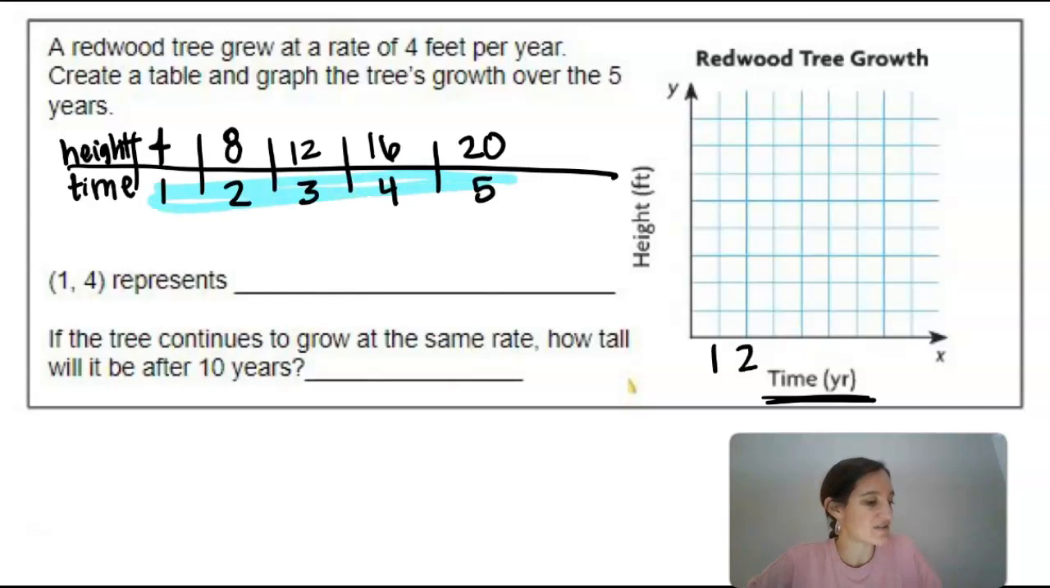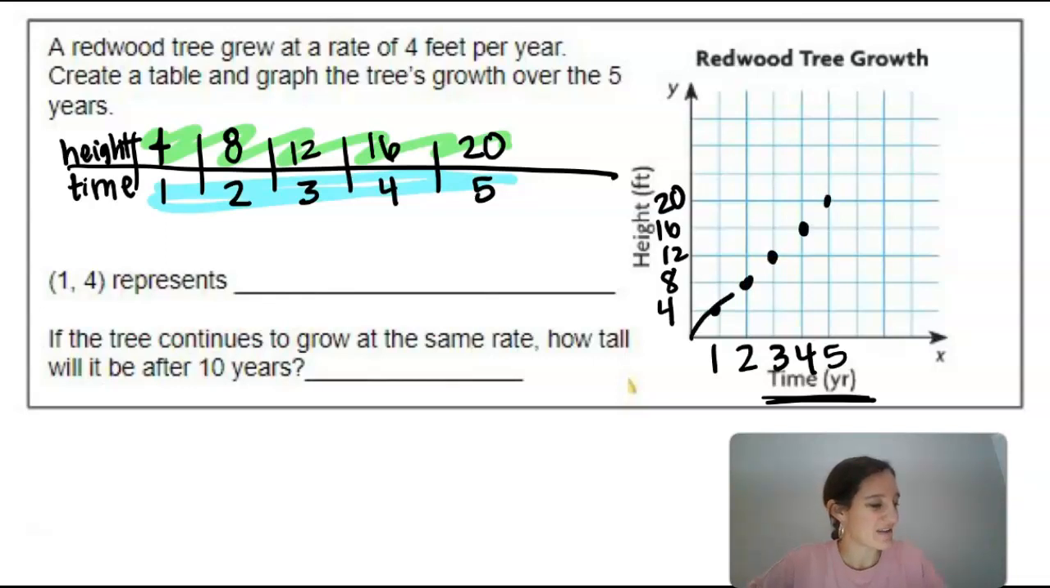I'll just go 1, 2, 3, 4, 5. I could keep going on, but they didn't ask for that. And for my y-axis, I'm going to use the height. So I'm going to count by 4s this time. 4, 8, 12, 16, 20. There's my 1, 4, my 2, 8, 3, 12, 4, 16, 5, 20. And I'm going to continue. I'm going to draw my line.